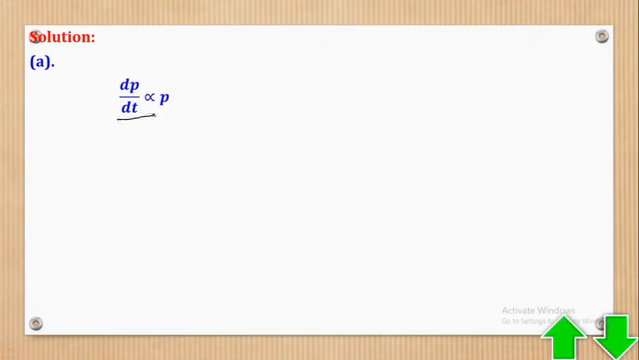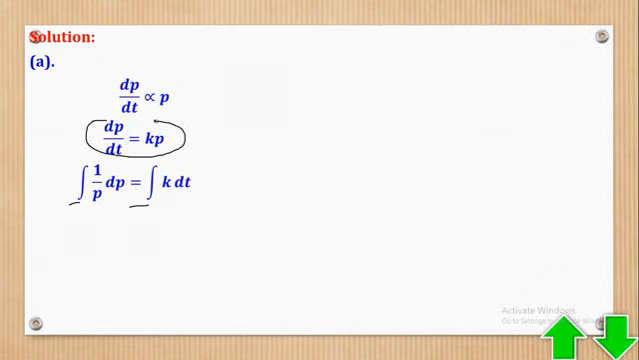So this is our differential equation. Then put a constant of integration. The constant is positive because this one is increasing as time increases. So separate the variables and put integrals on both sides because this is a separable differential equation. Then integrating this gives you that and this gives you that plus the constant of integration.